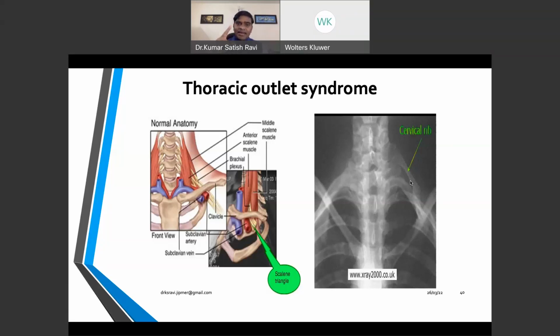Just to revise, because of the presence of the cervical rib, there will be compression of the subclavian vessels and the lower trunk of the brachial plexus. That will lead to thoracic outlet syndrome. Over here in this diagram, you can see it, right?